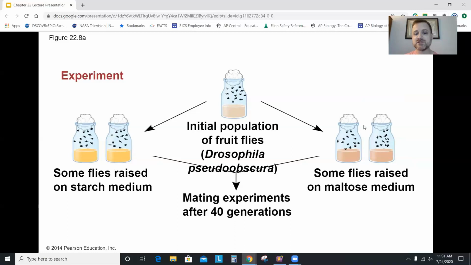The flies are in different jars, growing on different mediums. Notice for each, this is important, they have 2 jars for starch and 2 jars for maltose. That's going to serve as the control. Why they do that, we'll see on the next slide. But what's interesting, after 40 generations of mating, they put them back on the initial medium, which I think was some kind of corn-based medium. It wasn't starch or maltose.